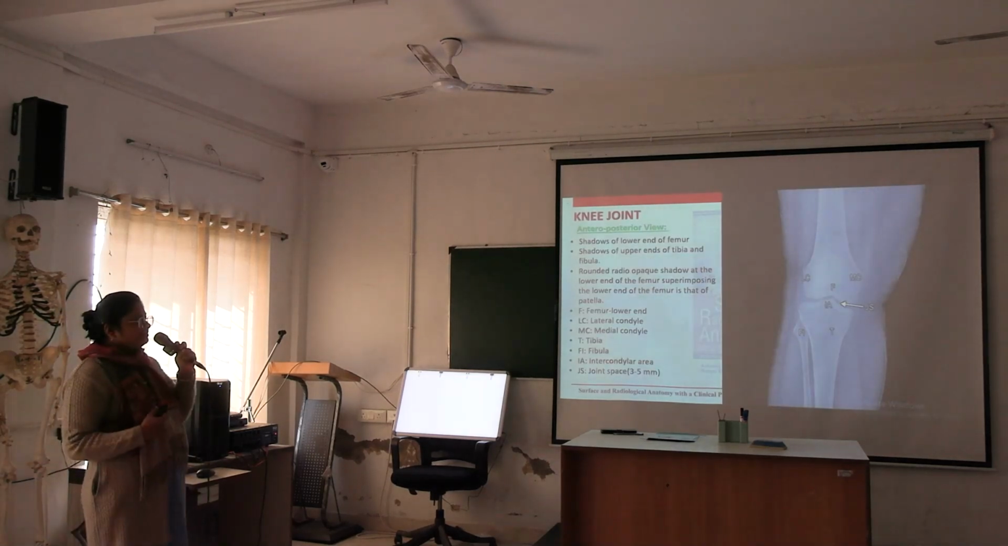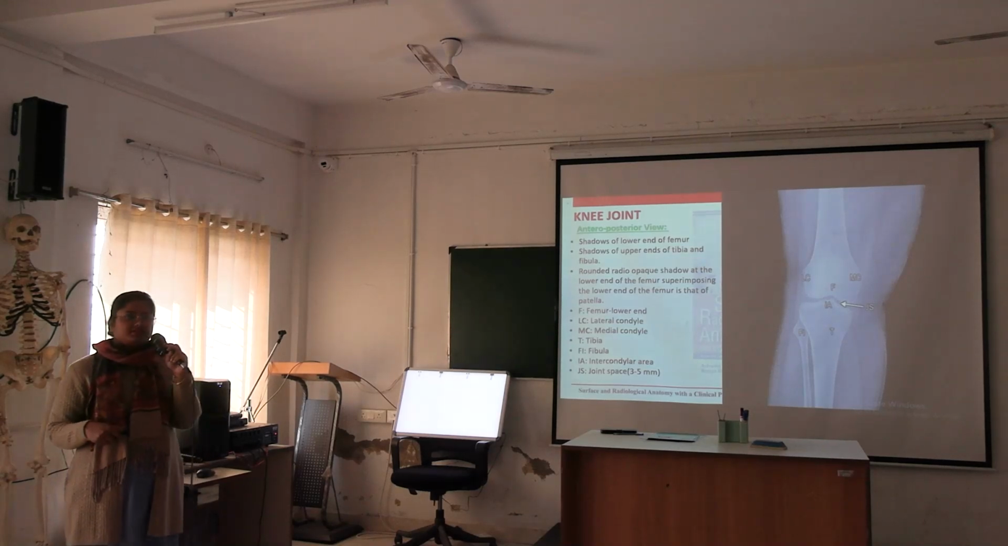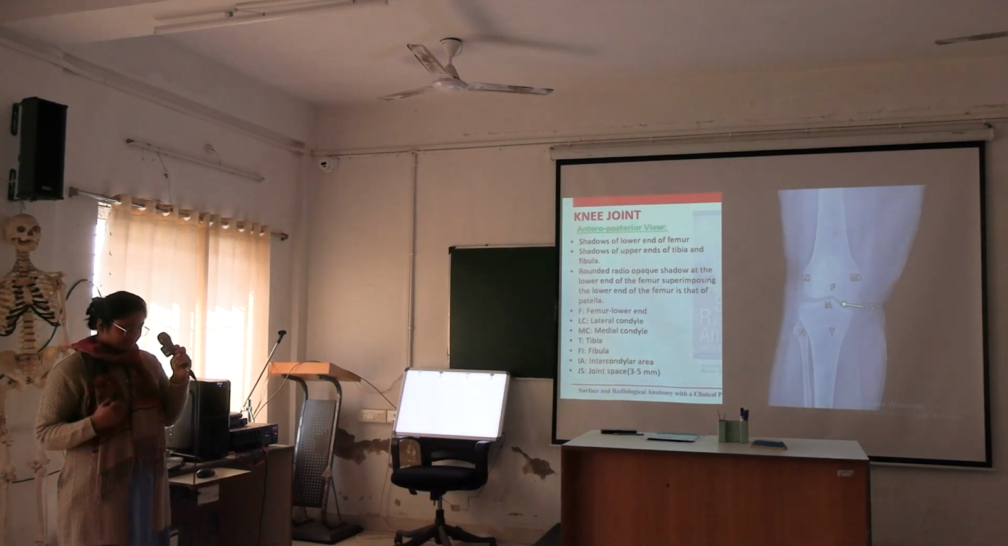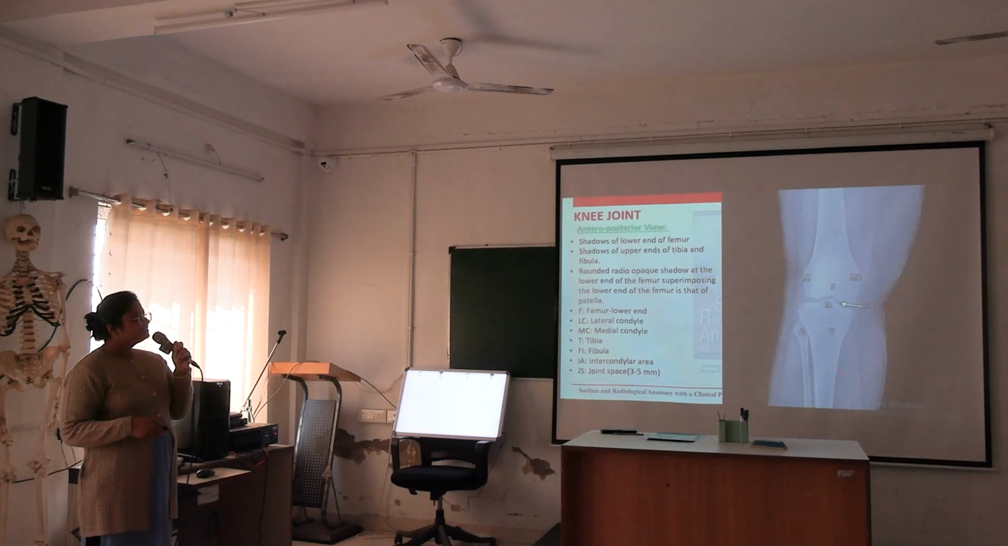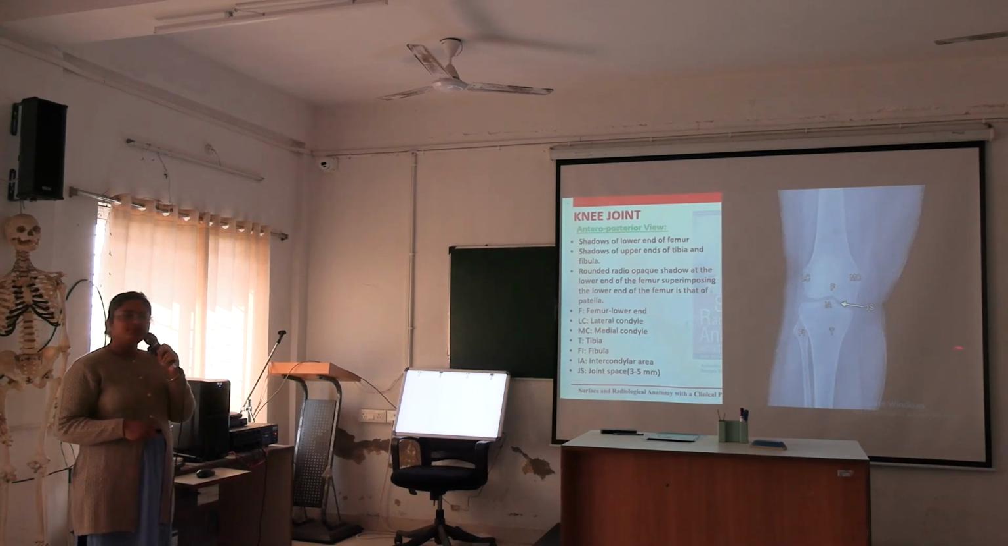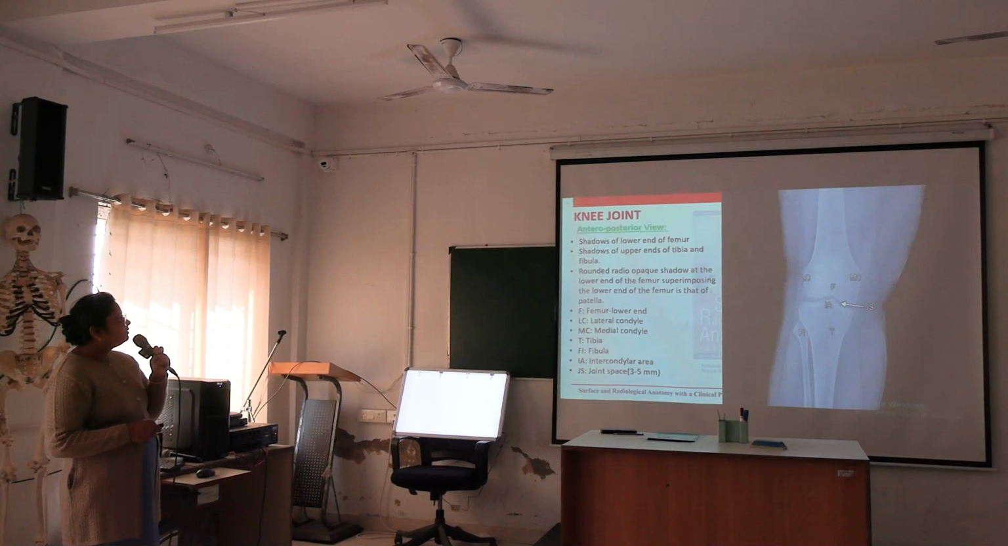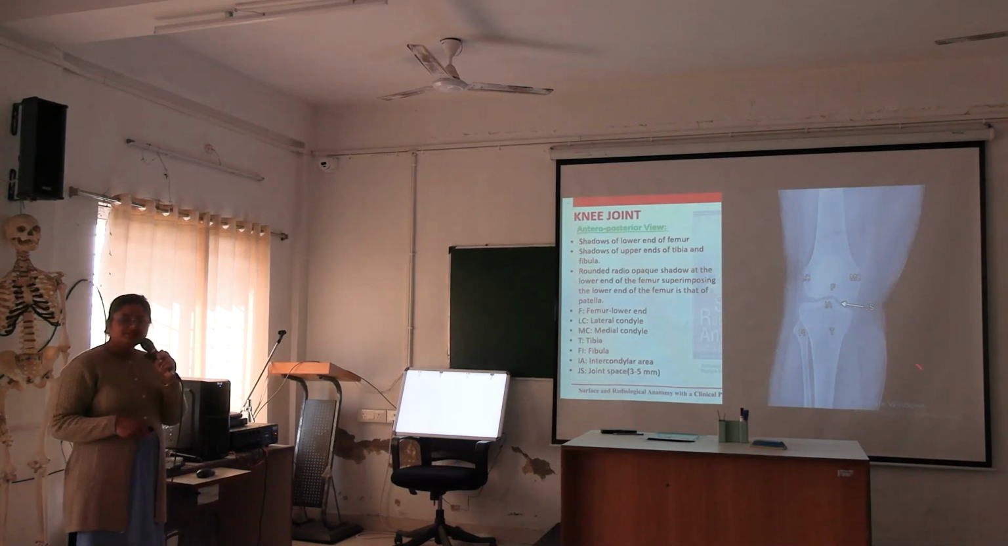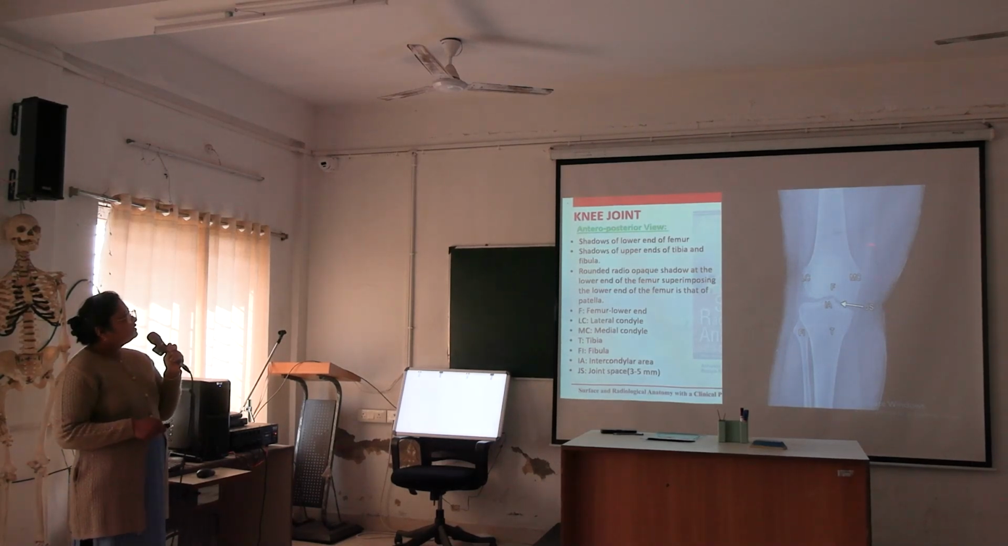Next we go to, so we have discussed hip joint and pelvis. Next we go to knee joint. Okay, so this is the X-ray of knee joint anterior-posterior view and showing the shadows of lower end of femur, upper end of tibia and fibula. Okay, so what are the structures present here? Shadows of lower end of femur, shadows of upper end of tibia and fibula.